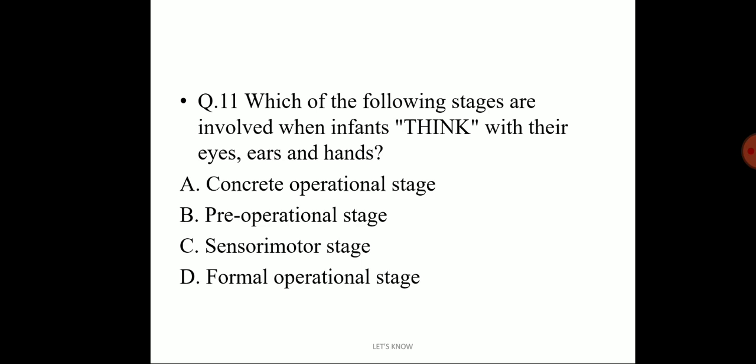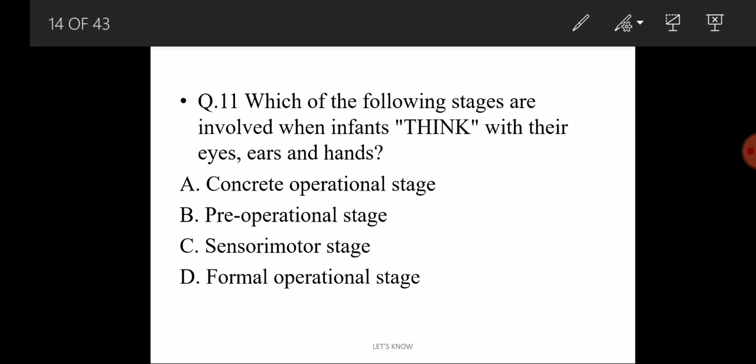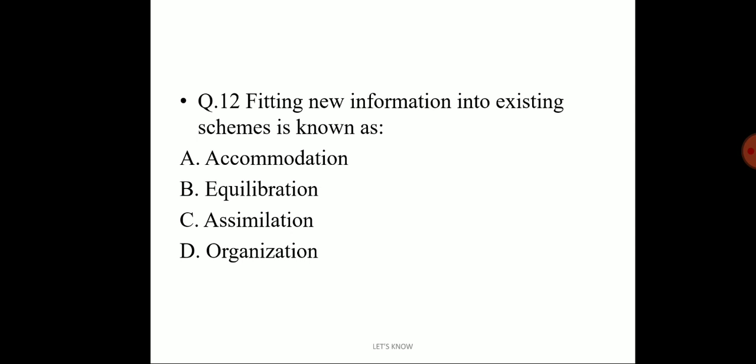So options we can read here: A, concrete operational stage; B, pre-operational stage; C, sensory motor stage; and D, formal operational stage. As we have already discussed what happens in concrete, pre-operational, and sensory stages, here as it is dealing with sense organs, definitely our correct choice will be sensory motor stage. Clear? Next slide.